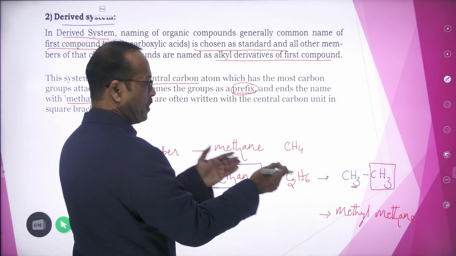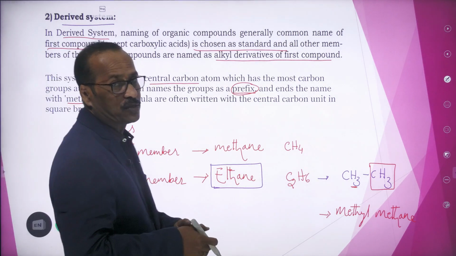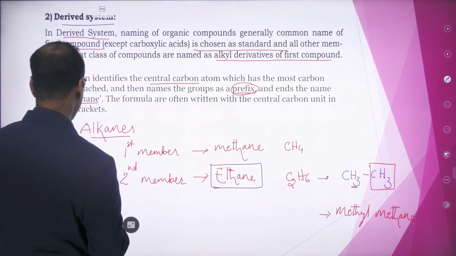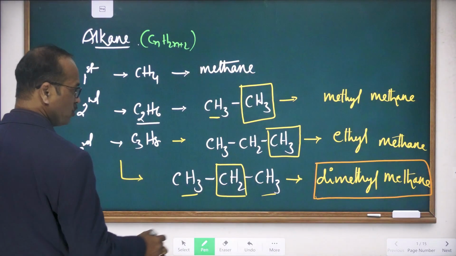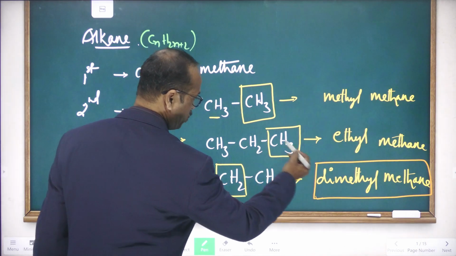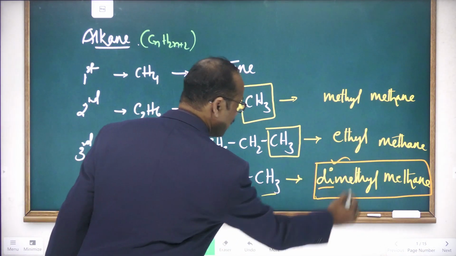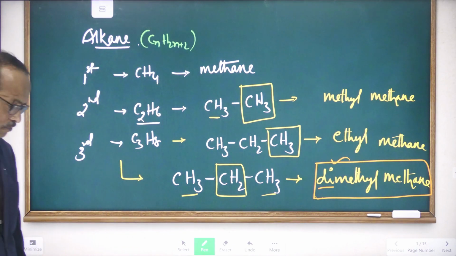Prefix means what? Before. What should you add? How many groups are attached? So here you see, how many groups are attached? 1, 2. 2 methyls are attached. So that is called dimethyl methane. So this is the correct method of giving the name.